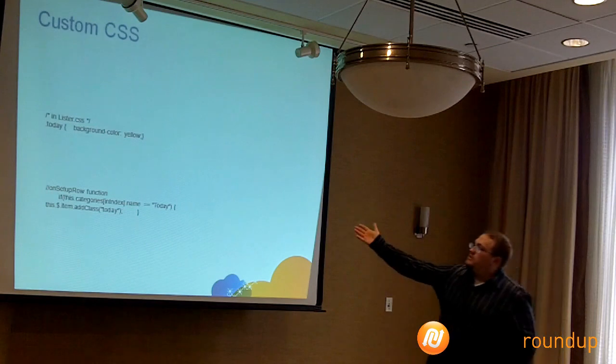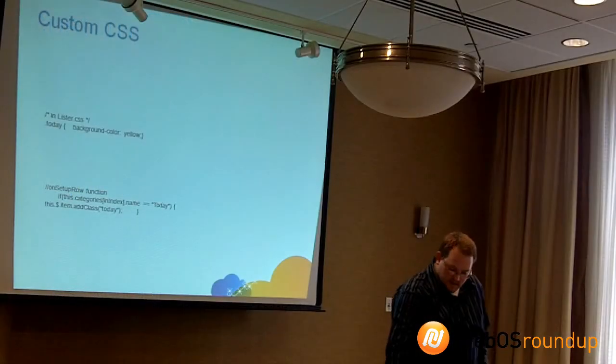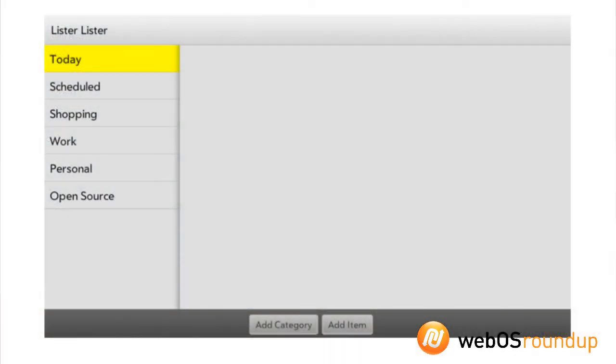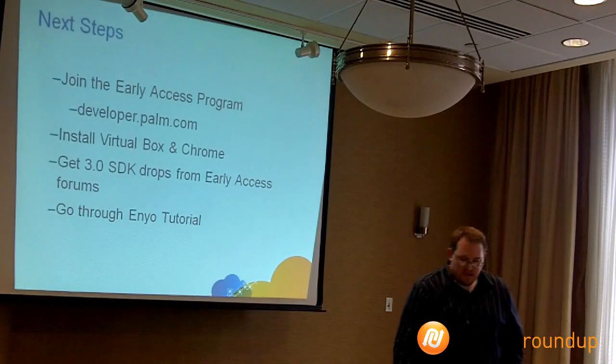Again, this is actually what it looks like. In your CSS file, you have the class name .today, the background color of yellow. And when it's generating the actual row, all it's doing is adding the class of today. And suddenly, it looks like that. So your actual rows. Same thing applies to buttons, backgrounds, pretty much any object out there. You can just change it.